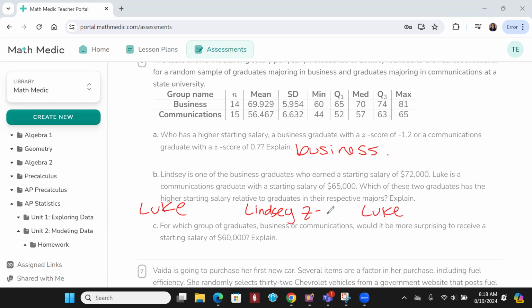Lindsay would have a z-score of 0.35. And Luke would have a z-score of 1.29. Right? So Luke's salary is more standard deviations above the mean salary for communications graduates than Lindsay's salary above the mean salary for business graduates. So exactly what you were saying, just use those numbers, right? Yep. So remember, we want to use numbers to be specific. We can't talk in generalities, right?